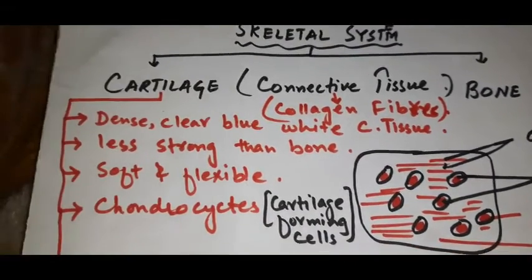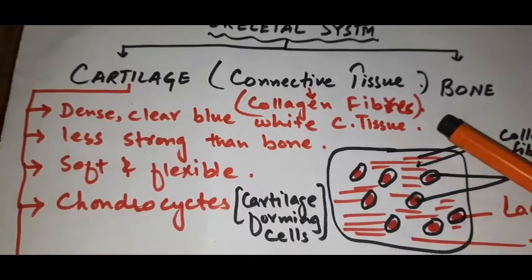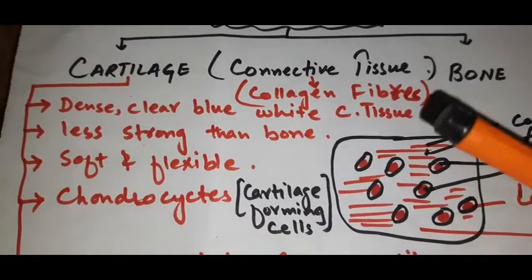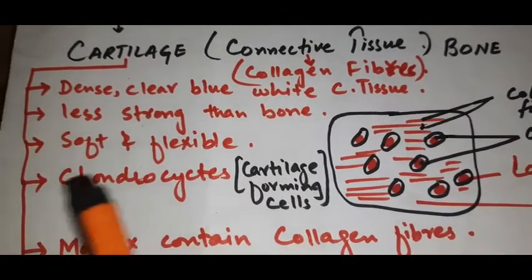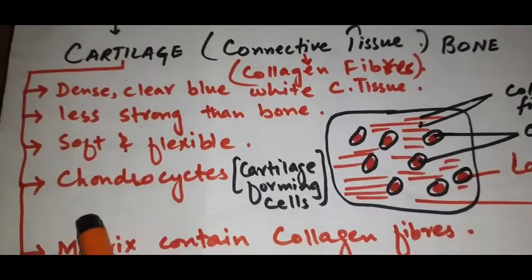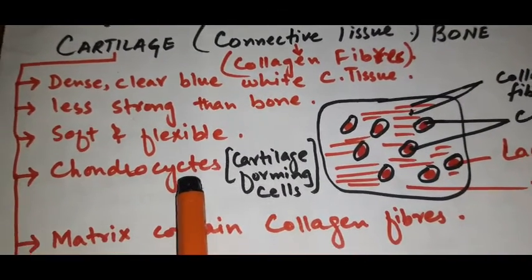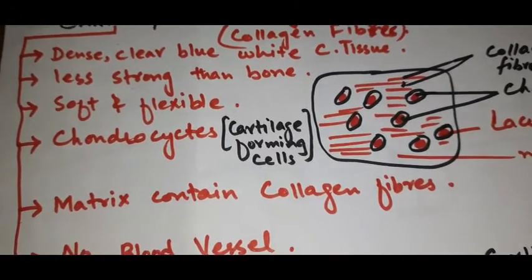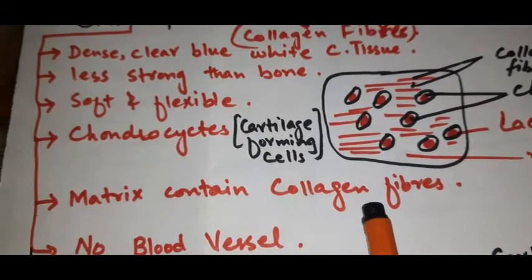So here we have the cartilage. Cartilage is a dense, clear blue-white connective tissue. It is less strong than bone. It is soft and flexible in nature. So what are the cells of the cartilage? Cartilage is made up of cells known as chondrocytes. The word chondro is used for cartilage and cyte is used for cell, right? Here we have the matrix in which these cells are located, and it is made up of collagen fibers.